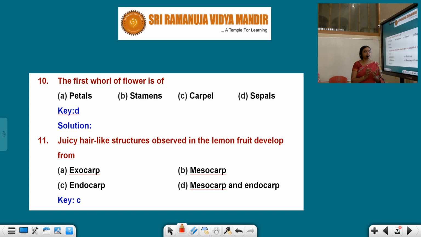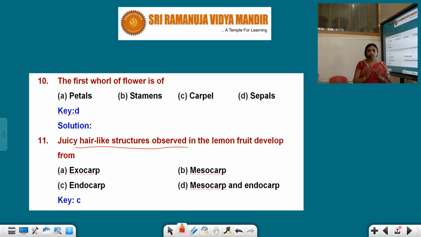So next question: juicy hair-like structures observed in the lemon fruit develop from? See, very important and interesting also. This question is from fleshy fruits. If you remember the fleshy fruits, we talked about the Hesperidium. In fleshy fruits, the pericarp is distinguished into three types: outer epicarp, middle mesocarp, and inner endocarp.